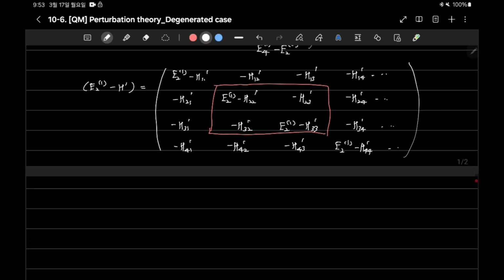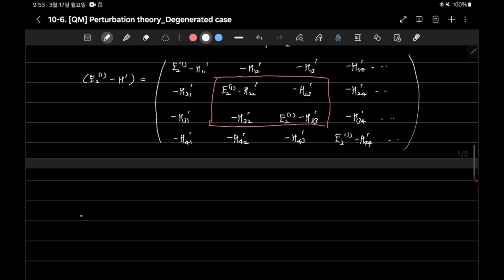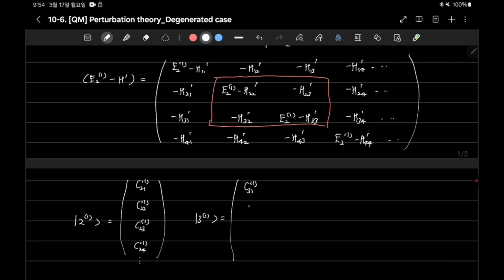And also we can think that in the first order, the second state can be written down arbitrarily as C21 first order, C22 first order, C23 first order, C24 first order, like this. And also the third state, the first order third state, can be written down as C31 first order, C32 first order, C33 first order, C34 first order, like this.